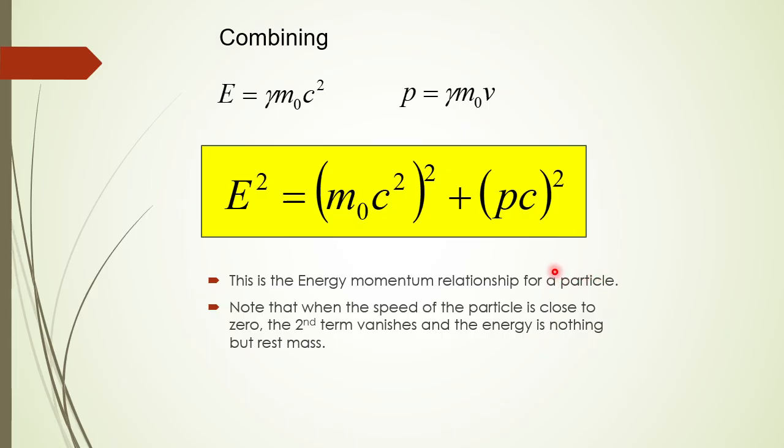And does this equation make sense for objects that are not in motion? Sure, right? If it's not in motion, it has no momentum, then this second term disappears, and we are left with E squared equals m naught c squared, squared. So you can square root both sides, and you end up back with our original equation, E equals mc squared, which is just all rest mass energy.